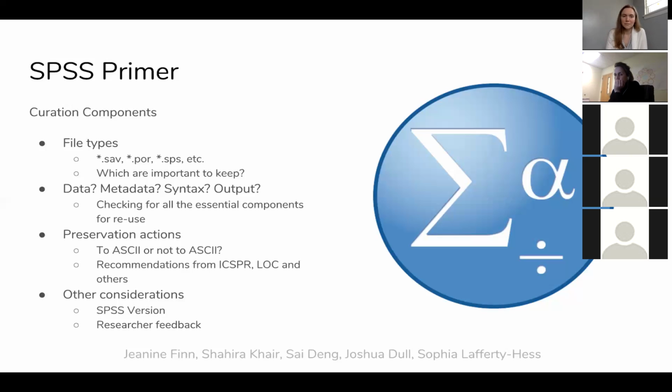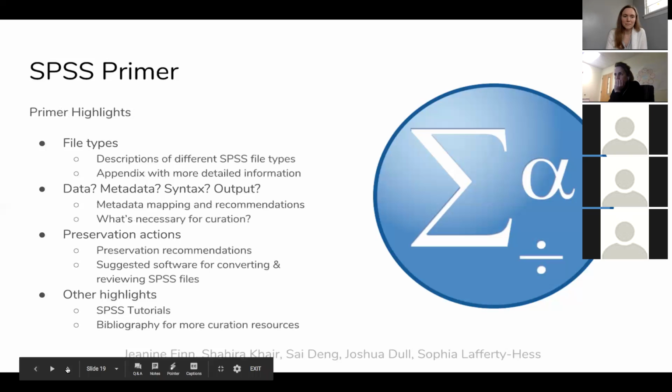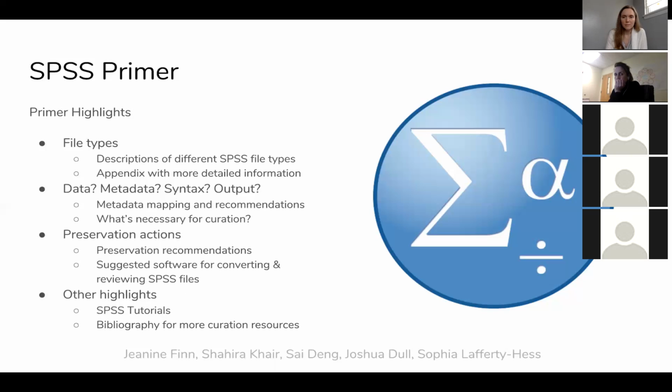So if you want to go to the next slide, it just addresses the primer highlights. So how did we deal with these curation considerations? For the file type issue, we decided that in general, the SAV format and the POR, the portability format, were the ones that we were going to focus on.